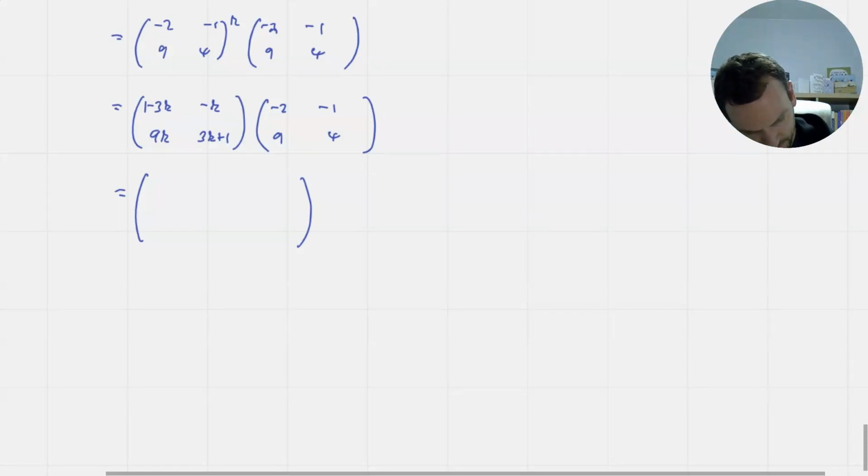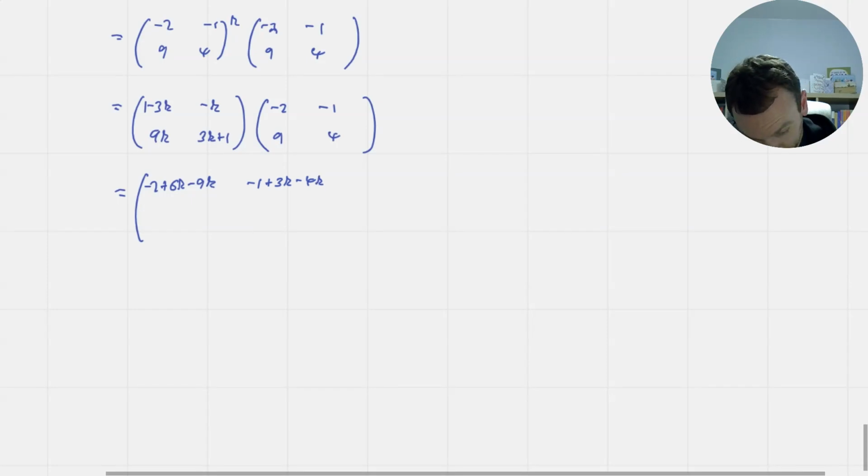So we're going to go 1 subtract 3k times negative 2. It's going to be minus 2 plus 6k. And then we're doing negative k times 9. So subtract 9k. That's going to be our top left entry. I'm going to give myself a bit more room to work with there. Our top right entry is going to be negative 1 plus 3k subtract 4k.